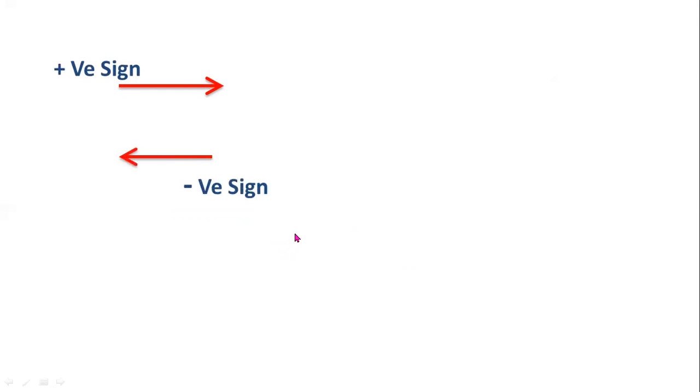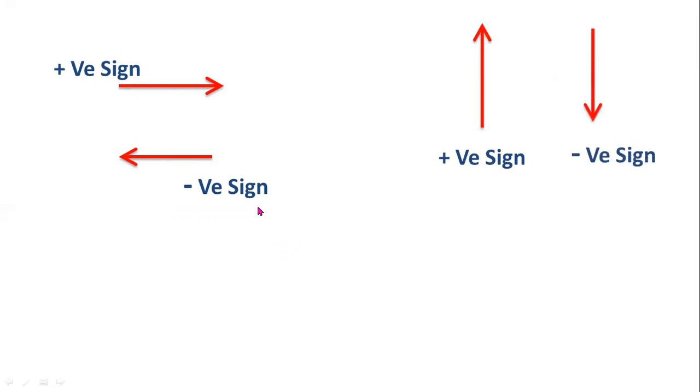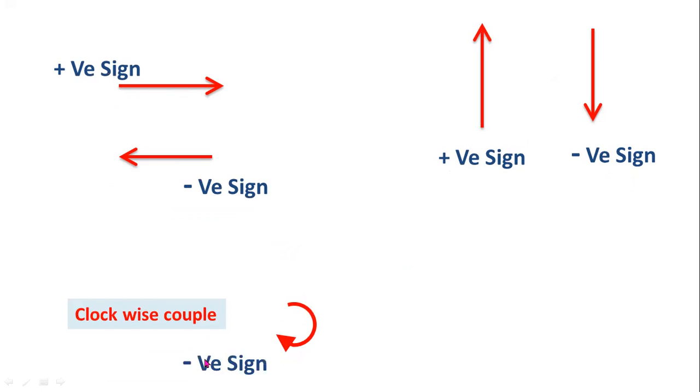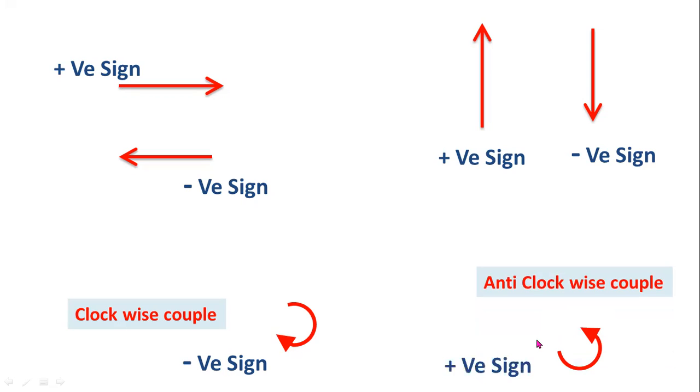So these are the important sign conventions for solving the problems. For right side action, you have to consider positive sign. For left side action, you have to consider negative sign. For upward action, you have to consider positive sign. For downward action, you have to consider negative sign. This is a clockwise moment or clockwise couple. For this couple, you have to consider negative sign. For an anti-clockwise couple or anti-clockwise moment, you have to consider positive sign.